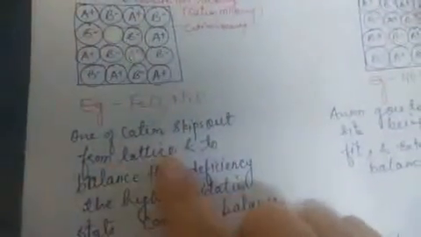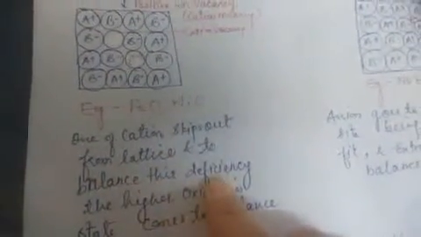So what happens is one of the cations skips out. From here the cation has gone out from the lattice, and to balance this deficiency, the higher oxidation state comes to balance that. It means, suppose Fe2+ was there and it has been lost from here, so to balance the charge, Fe3+ will take the place over here.